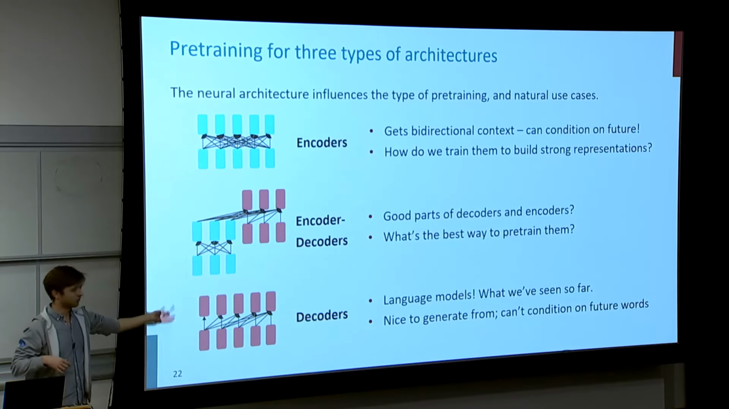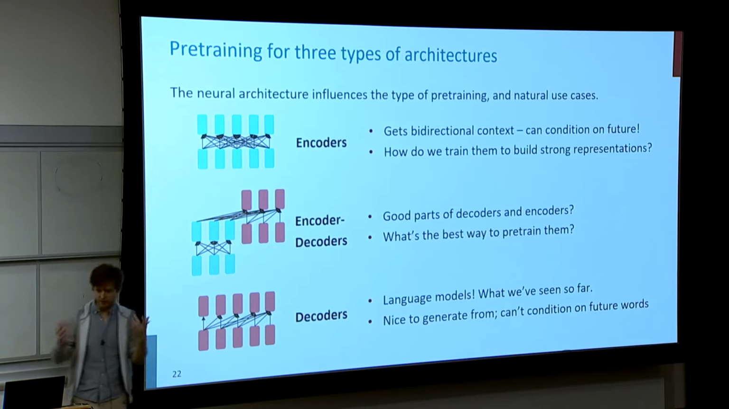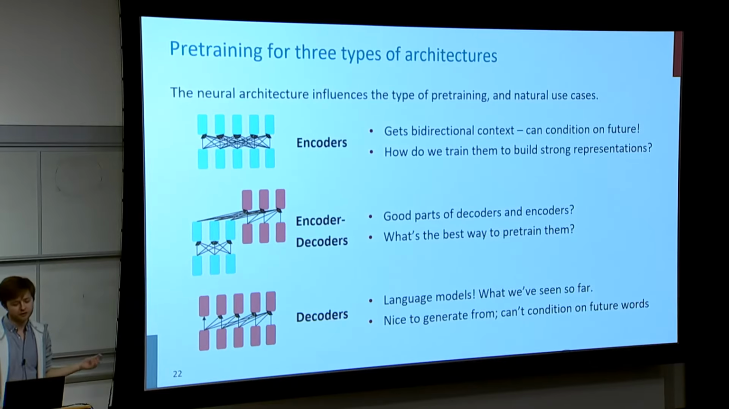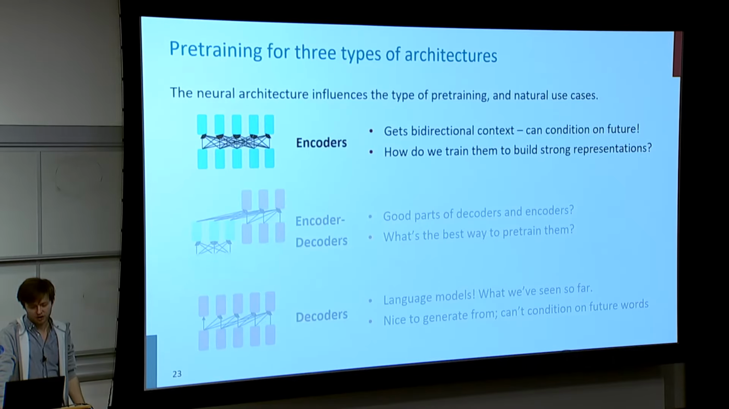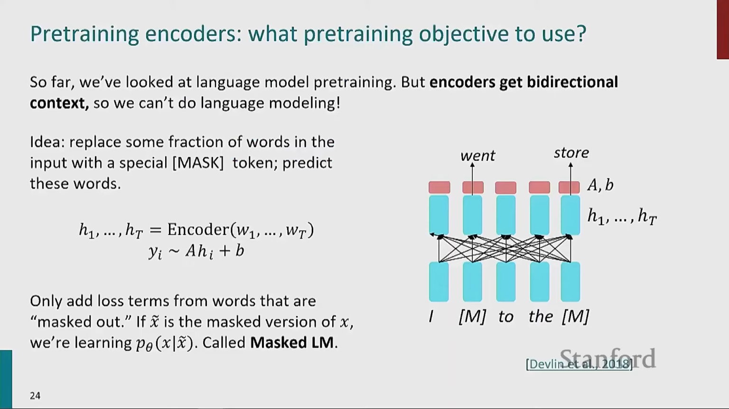And then decoders only are things like language models. We've seen a lot of this so far. And there's pre-training for all 3 large classes of models. And how you pre-train them and then how you use them depends on the properties and the proclivities of the specific architecture. So let's look at encoders first.